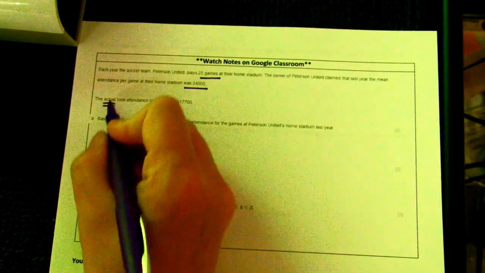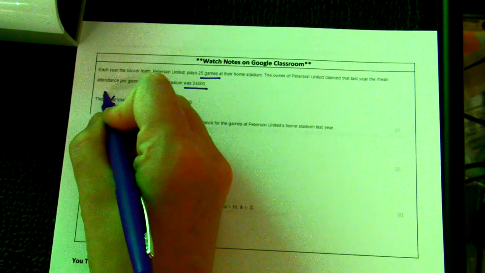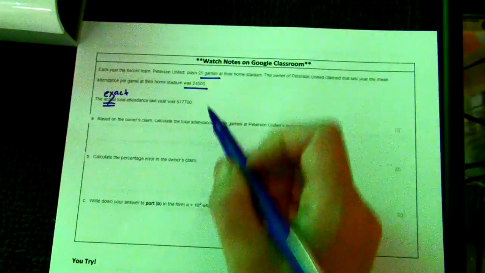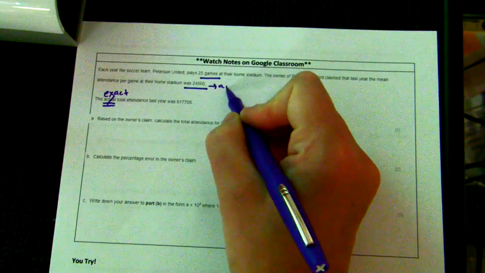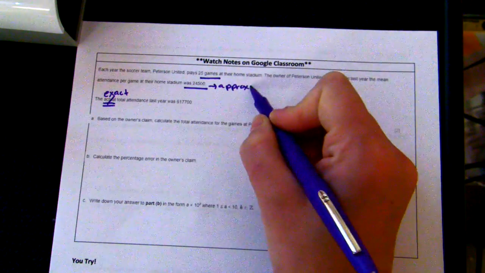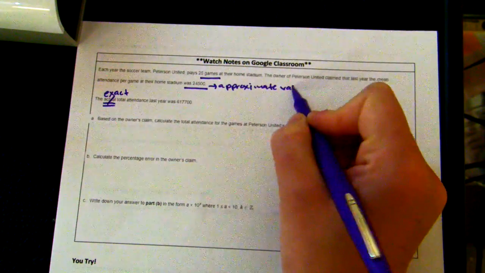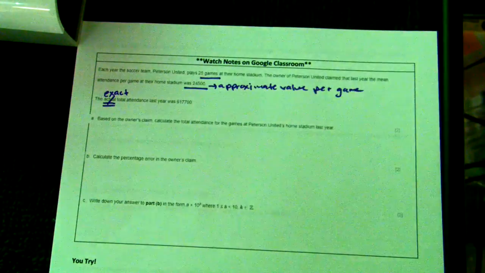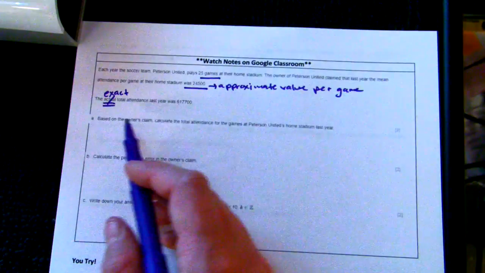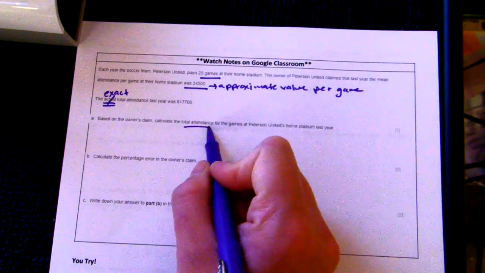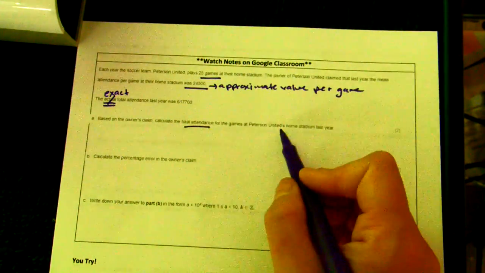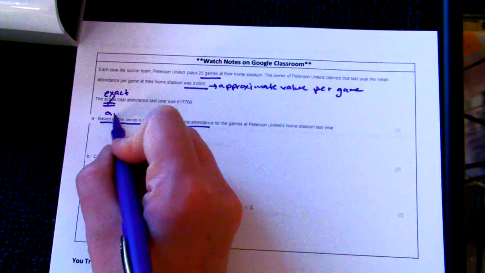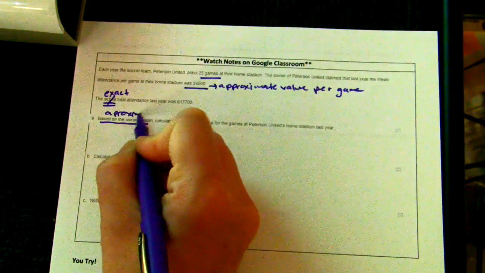617,700. So actual means that this is our exact value. Okay, and this is our approximate value per game because it is a guess, for a total of 25 games. So question 1 says, based on the owner's claim, calculate the total attendance for the games at Peterson United home stadium last year. Based on the owner's claim, that means we're using our approximate value.